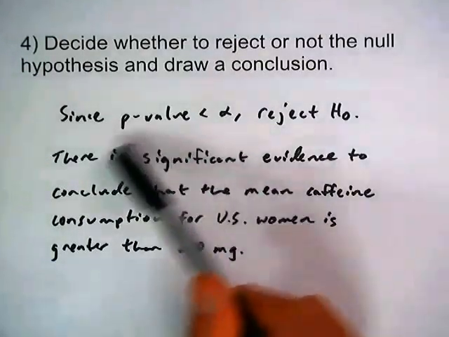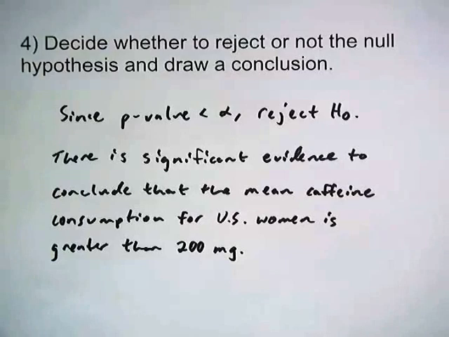And again, this conclusion was made assuming that the conditions in step 2 were met. All right, that concludes the tutorial on the z-test for population means.